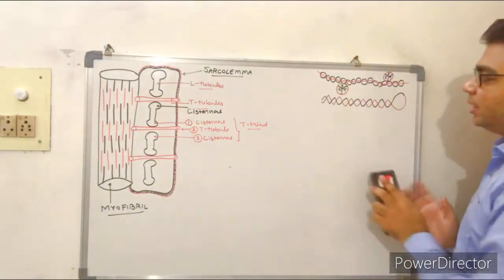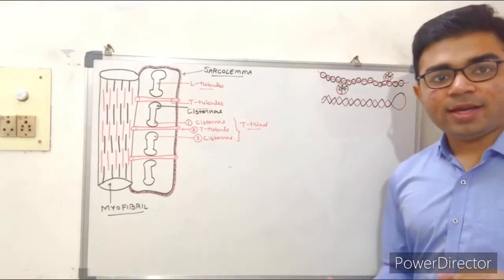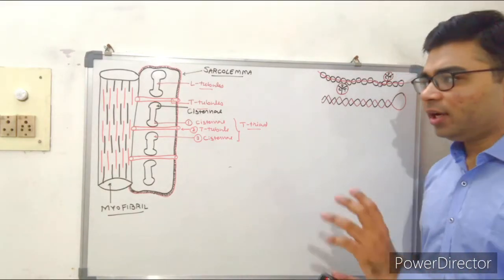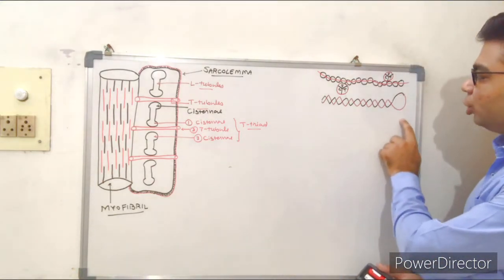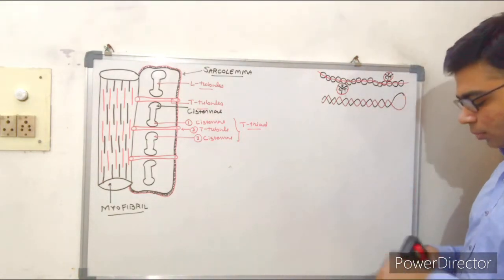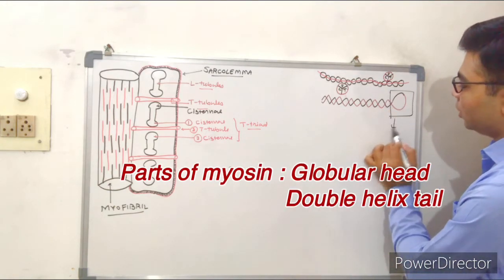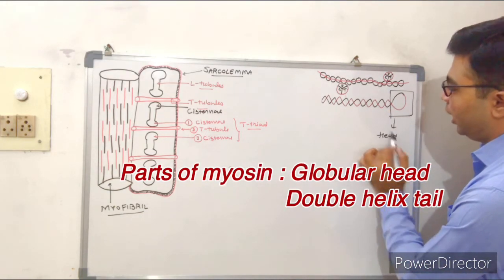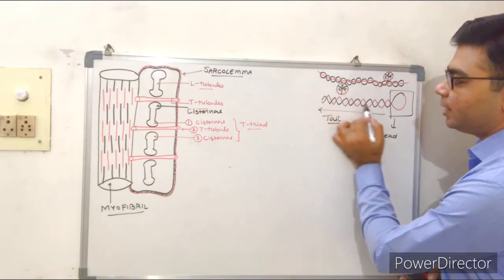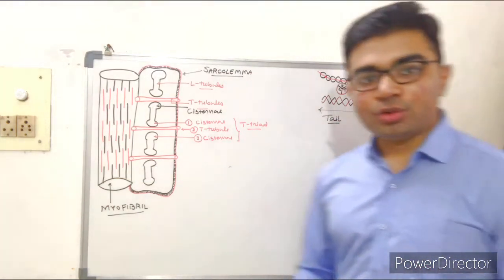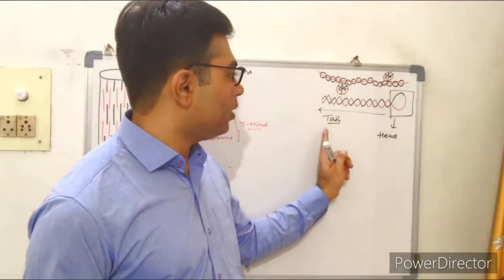So as you can see in this diagram, this is the myosin molecule, and in this myosin molecule we can identify two structures. First is this one, the globular head portion. This much area is the head portion, and a long tail, which is double helix in nature. So there are two portions of the myosin filament, that is the head portion and the tail portion.